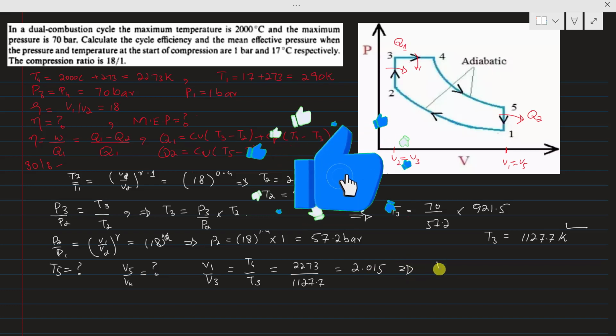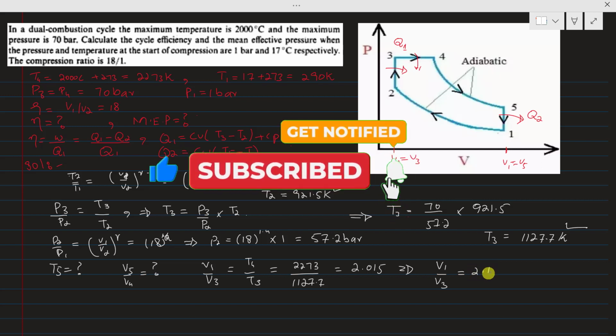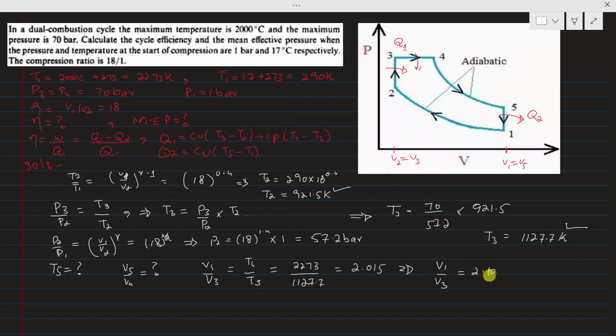So you can get the V1 divided by V3 value, that is 2.015. So this value will help you in order to find the V5 by V4 value, and that V5 by V4 value will help you to find the T5 value. Now to find that V5 by V4, just simply in terms of V5 I can write V1 divided by V4.